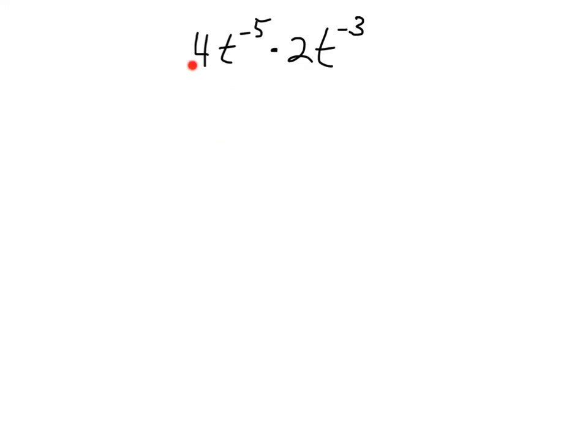In this problem, we have the 4 and the 2 are our coefficients. So the exponent -5 and -3, that only applies to the t, not to the 4. So thinking of this separately, we could think of this problem as 4 times 2 times t to the -5th times t to the -3rd. So 4 times 2 is 8, and then for the like bases we could add the exponents. So -5 plus -3 is -8.